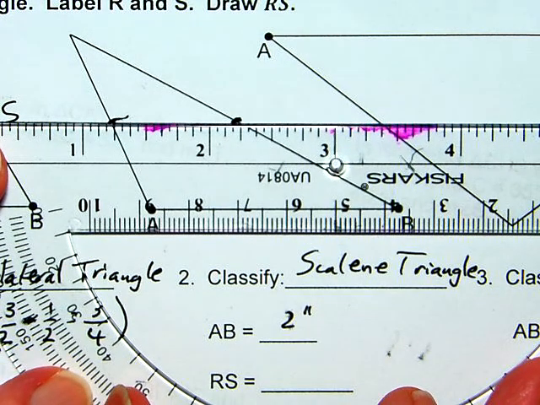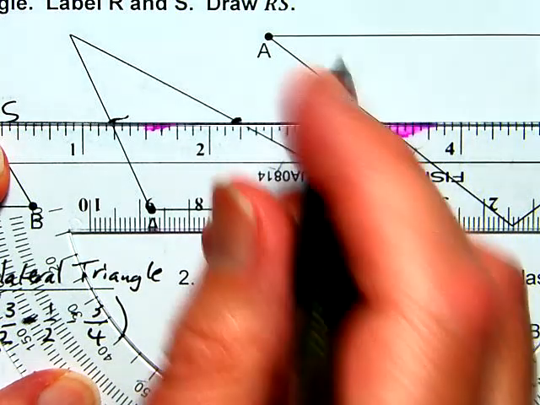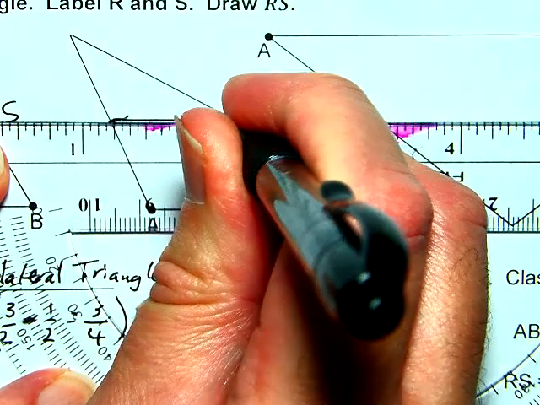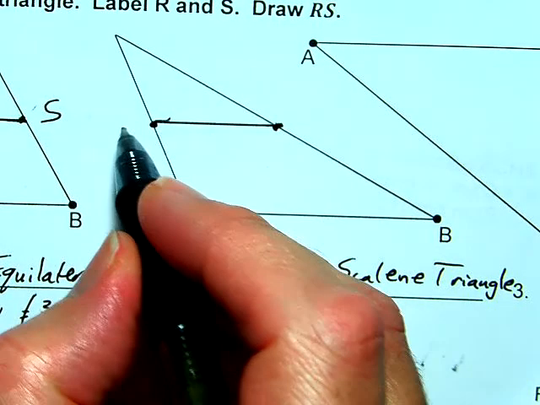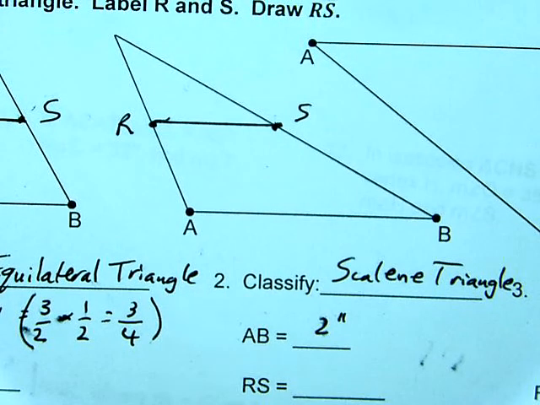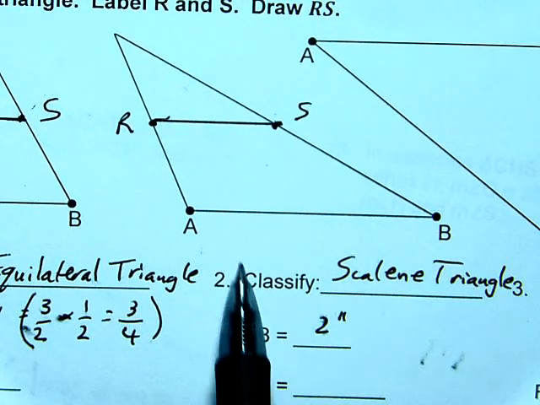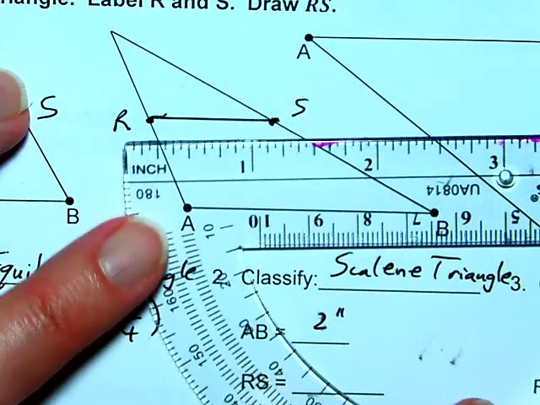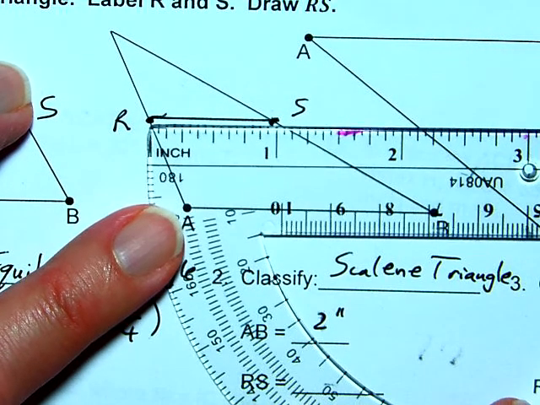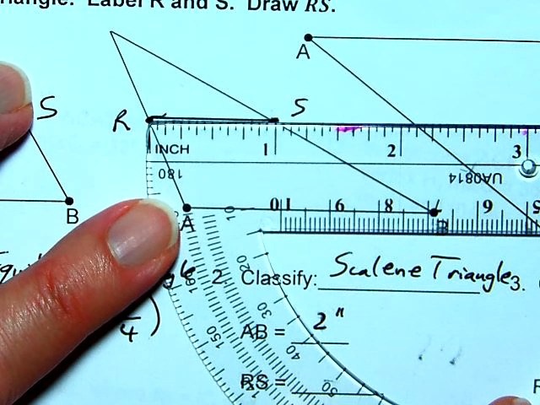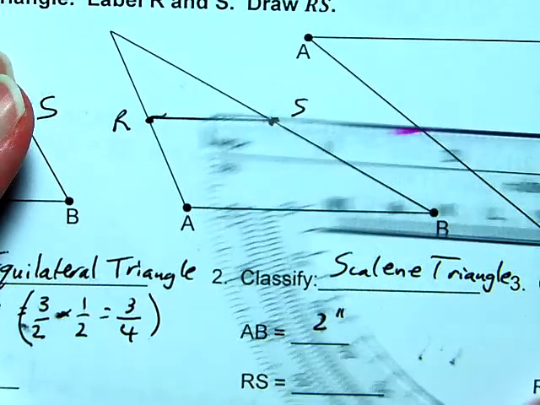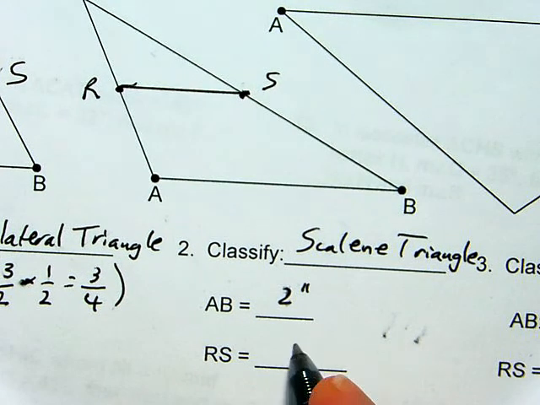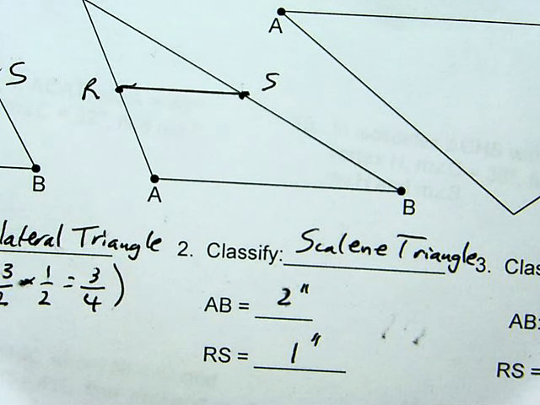So let's go ahead and draw the mid-segment of this triangle, and let's see what we find out about that. We're going to call this R, and we're going to call this S. We knew AB was, I'm sorry, AB was 2 inches. Let's go ahead and measure RS. And we find that RS is pretty much bullseye 1 inch. RS is 1 inch long. So AB was 2 inches long, RS is 1 inch long. And again, we're seeing that RS is exactly half the length of AB.